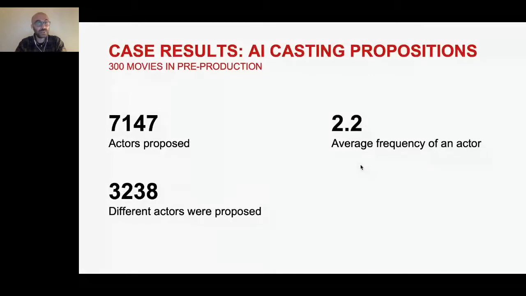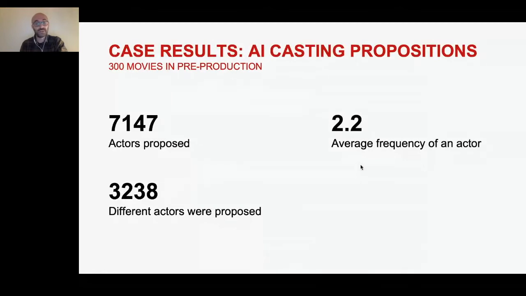And 3,238 of those actors, over 7,000 actors, were different actors. So that means an actor is proposed 2.2 times on average. That's a really great verification that AI is not just focusing on certain actors that have been clearly successful in the past, which is the easier case.